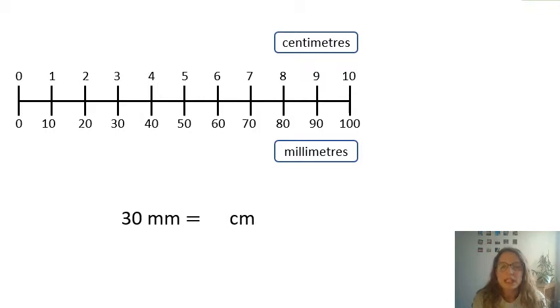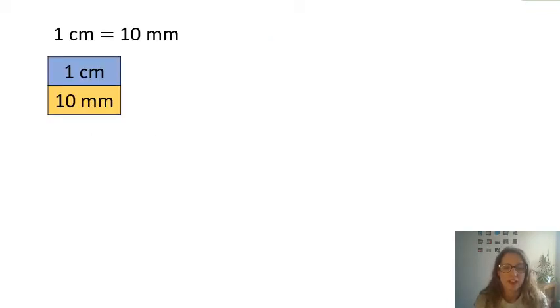What is 30 millimetres in centimetres? So this time you're dividing it by 10. So how many times does 10 fit into 30? So we've got 10, 20, 30. It fits 3 times. So our answer is 3 centimetres. And we divided it that time.